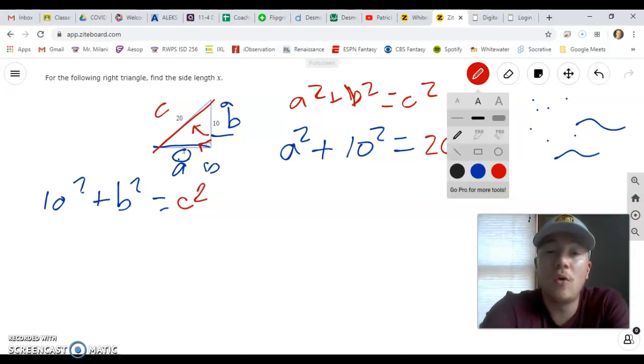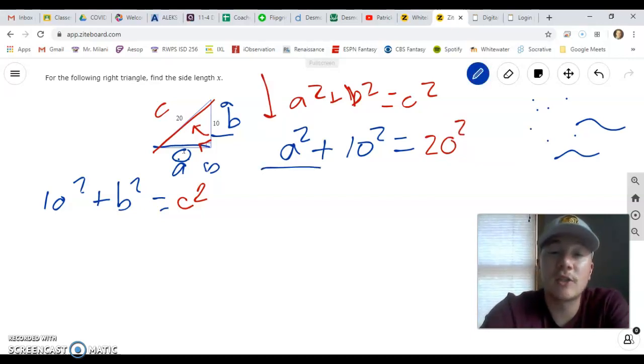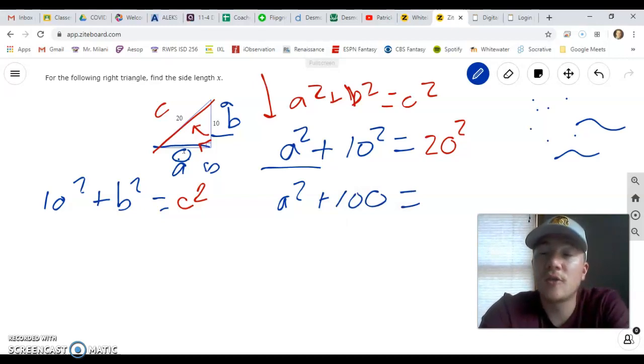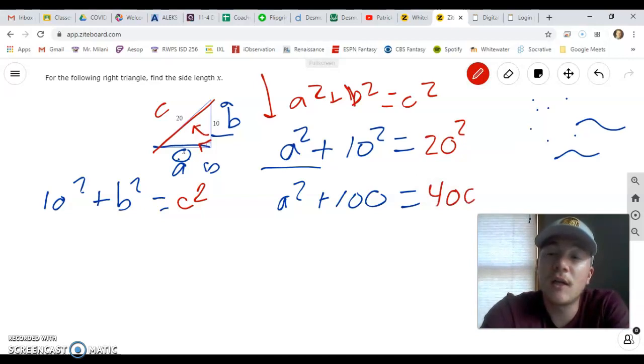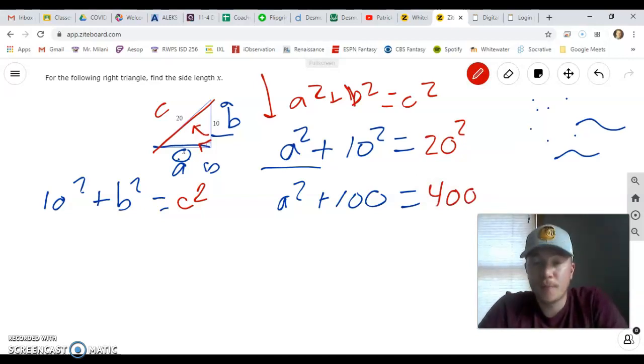So let's go with this one first. The A squared is going to stay A squared. We don't know what that is yet. So it's going to be A squared plus 100, because 10 squared is 100, equals 400, because that 20 squared is 400. So right now you're looking at A squared plus 100 equals 400.